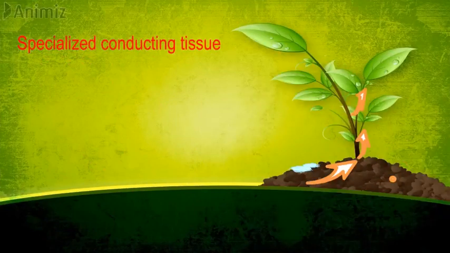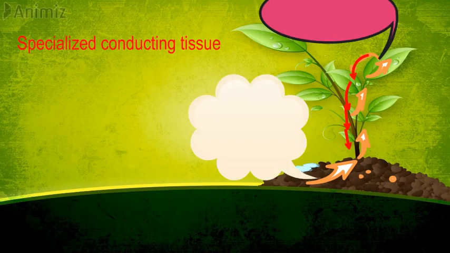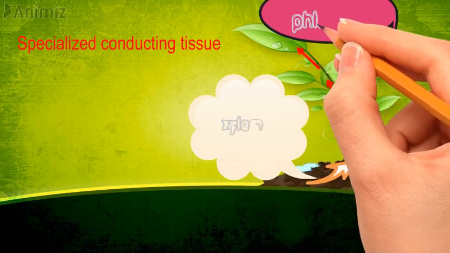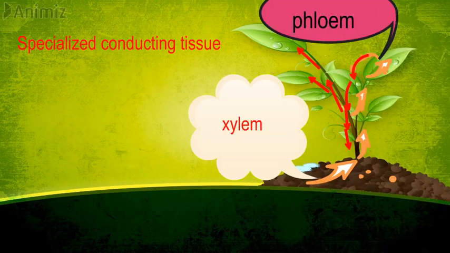The transport system in plants is different from that of the animals. Plant bodies usually contain a large portion of dead cells and therefore are less active. Here, two specialized conducting tissues help in transportation, that is phloem and xylem. Together they make the conducting tissues. It is also known as vascular bundles.